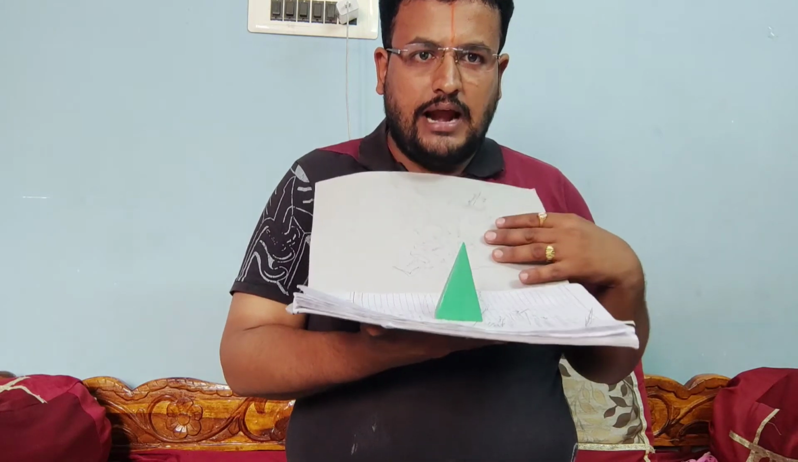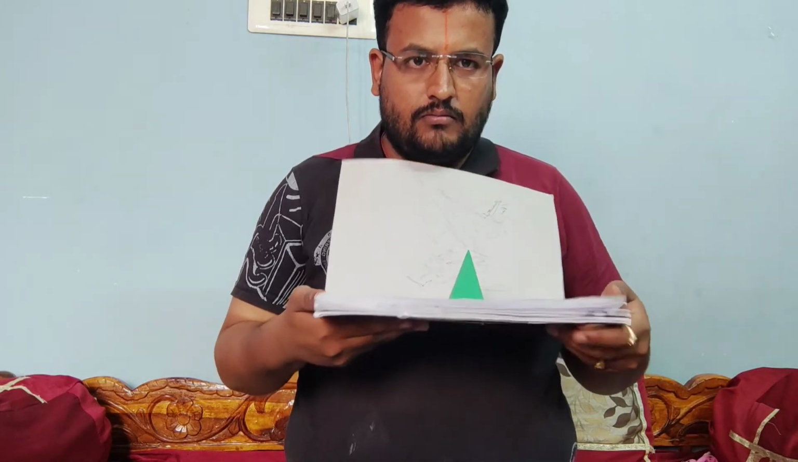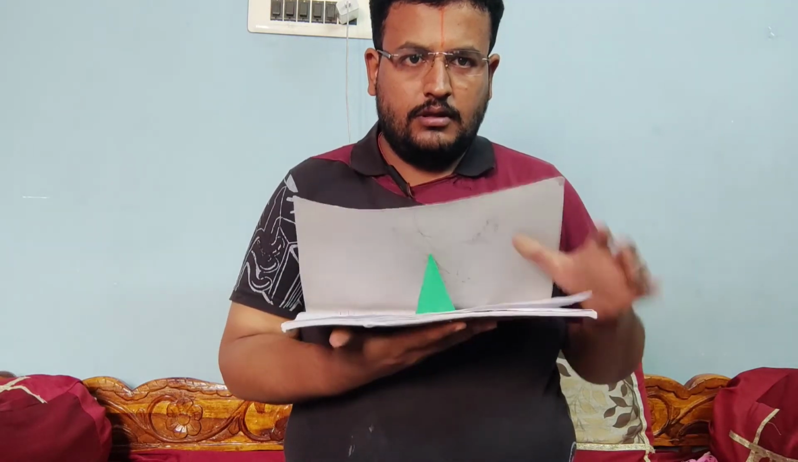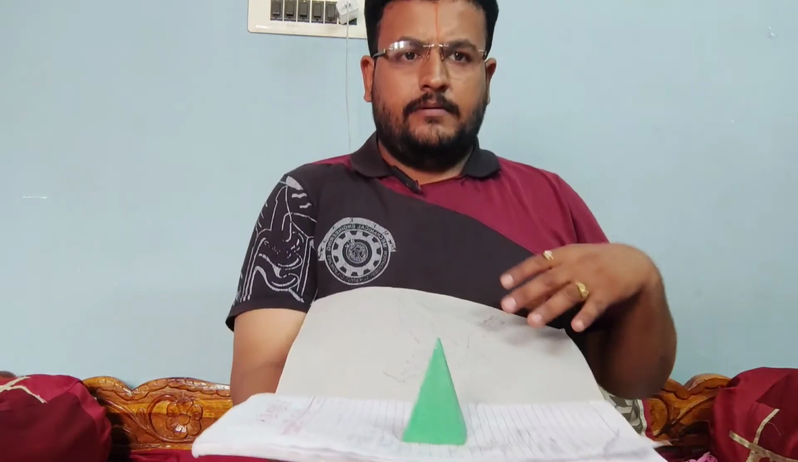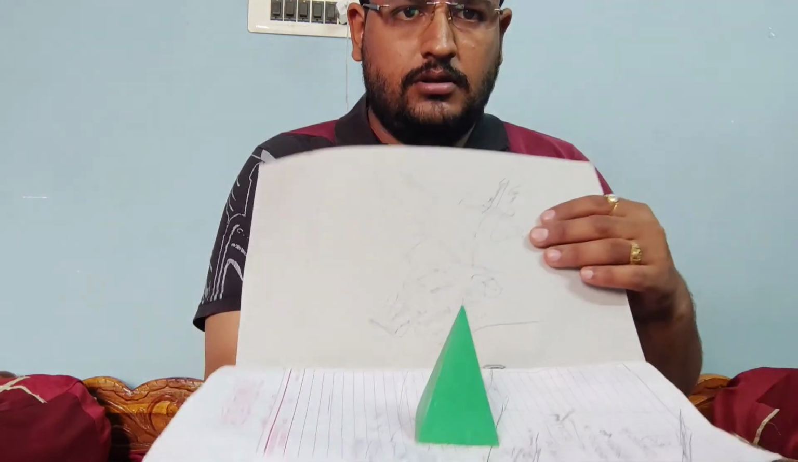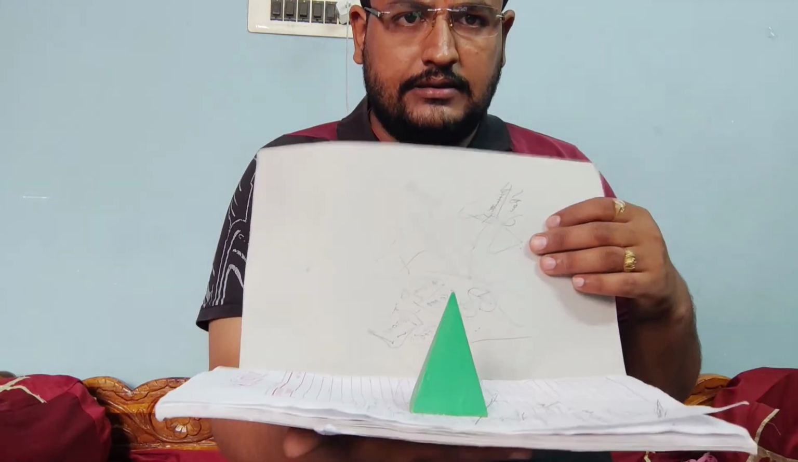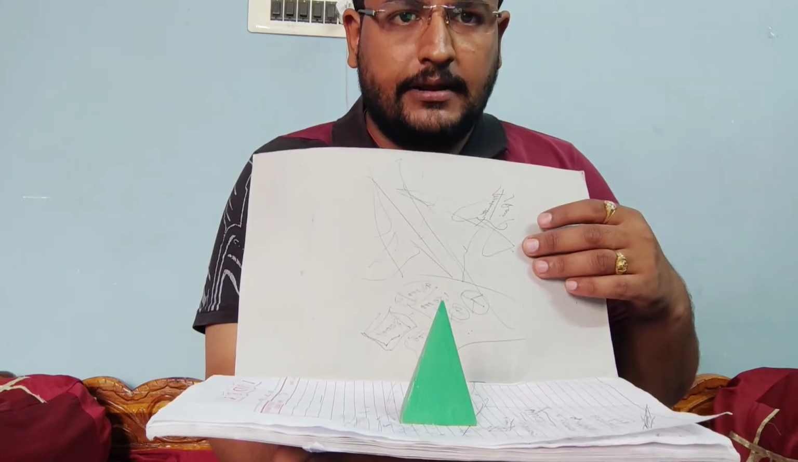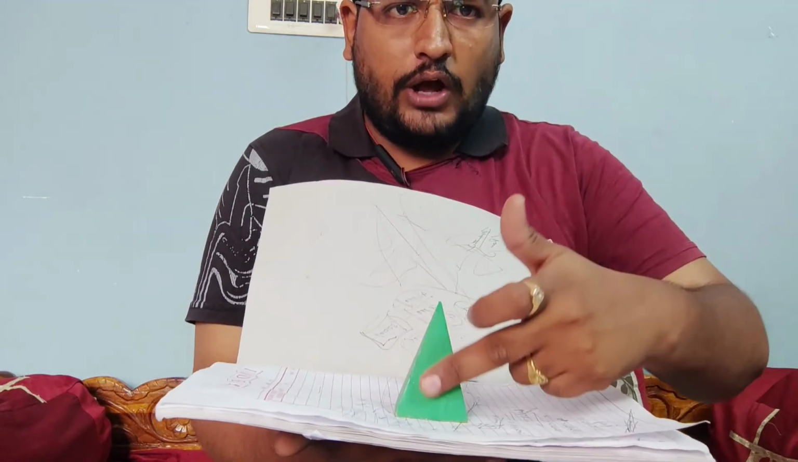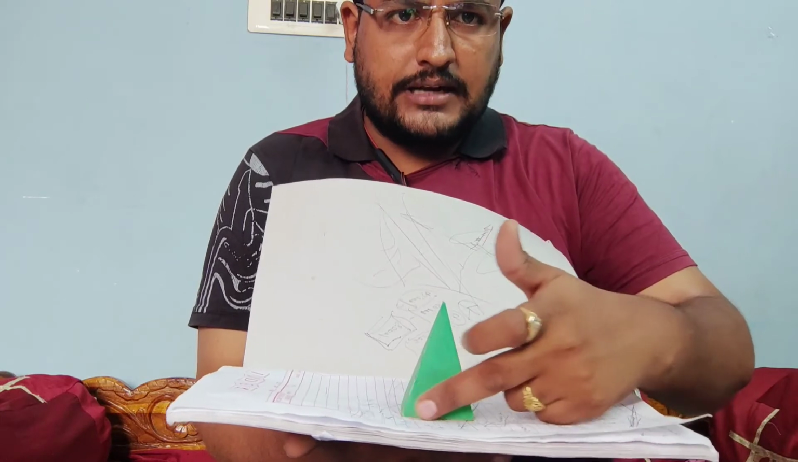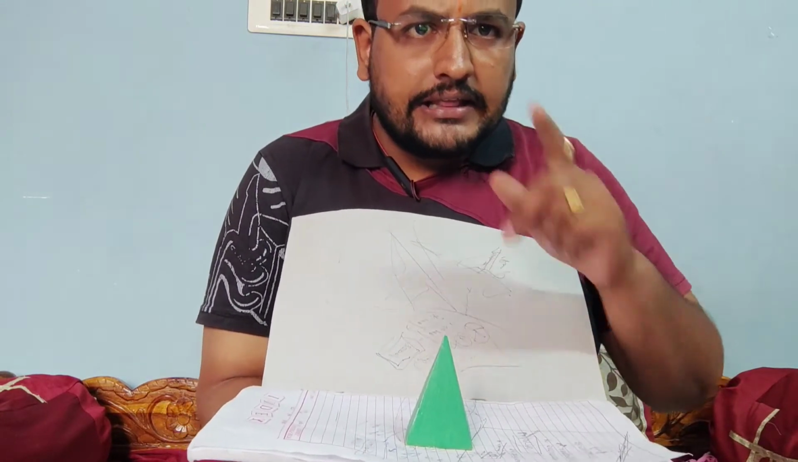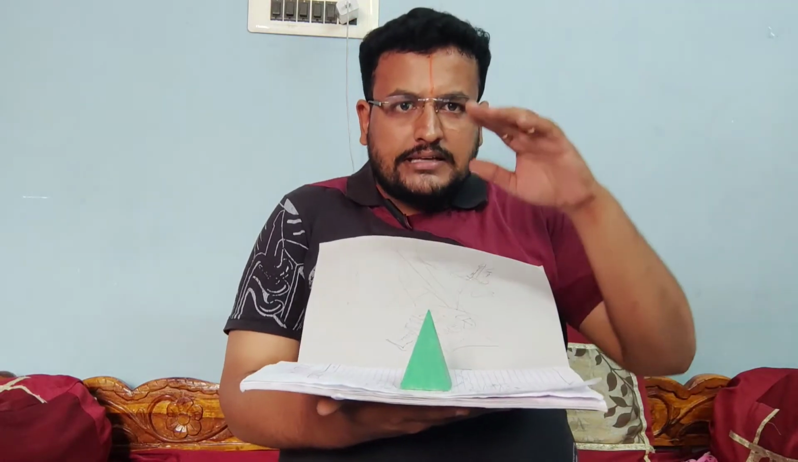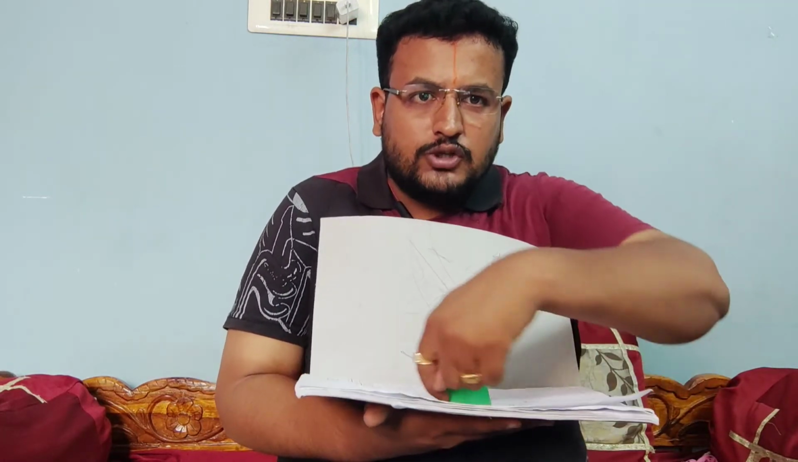Here you can clearly observe this. This is the horizontal plane and this is the vertical plane. From the front view you can notice only the triangle. That means this triangle can be seen in contact with this reference line in the front view, whereas in the top view you can see the square.